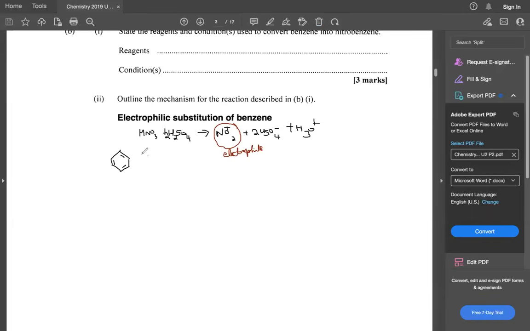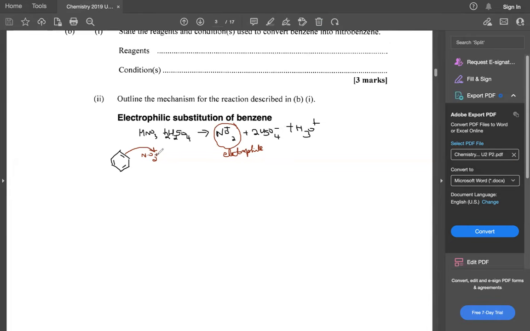So let's just put that here, NO2 plus. And we said electrophiles are electron loving, right? And so what's going to happen is that one of these bonds is going to donate its 2 electrons to this electrophile, because electrophiles love electrons, right? And so one of these double bonds in this ring is going to donate 2 of its electrons to this nitrate.